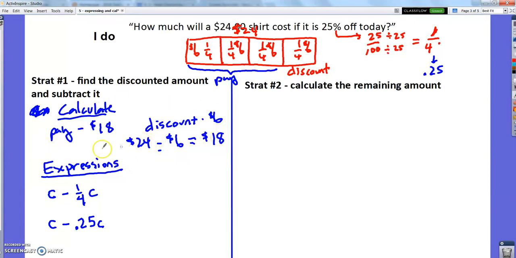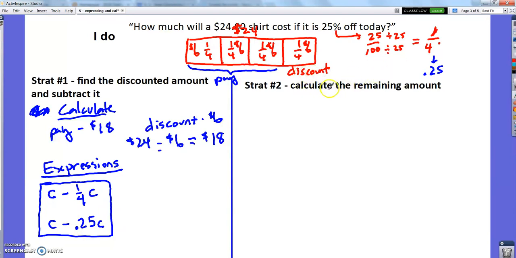So I can calculate it up here since I do know it, but I also want you to be comfortable seeing or writing down the cost of the shirt in this way. So my first strategy is to find the discounted amount. In this case, it's $6, and then take it away from the price. $24 minus the 6 is 18. Or cost minus 1/4 of the cost. Cost minus 25% of the cost. So these are expressions to show how.